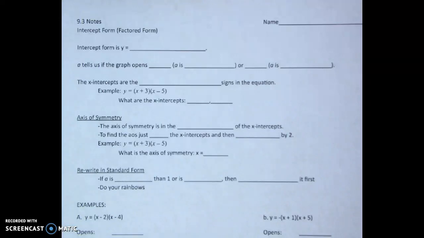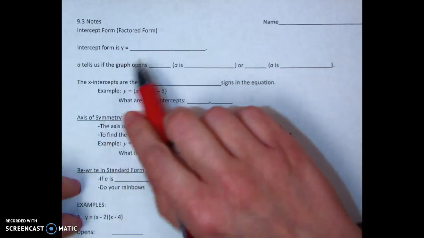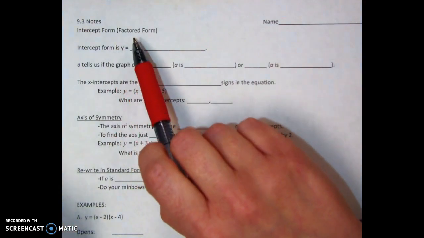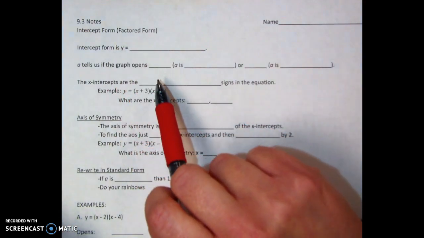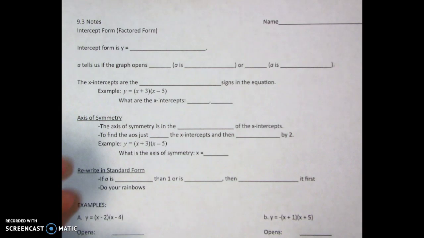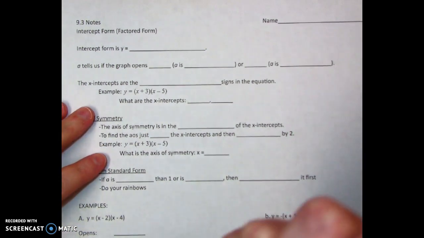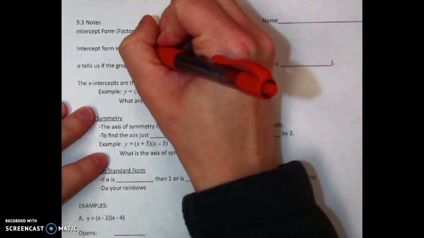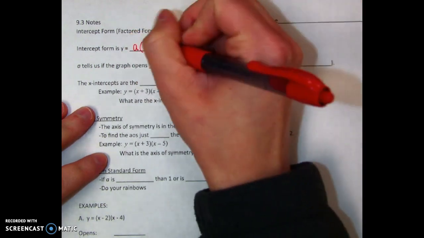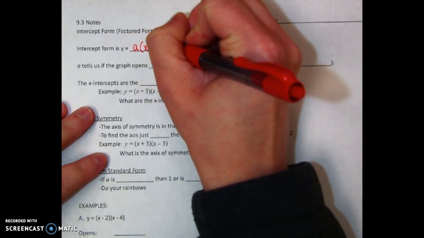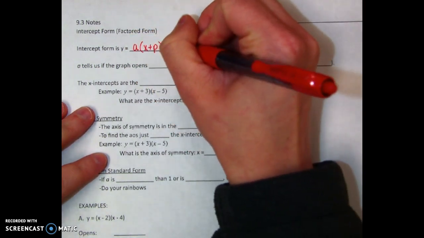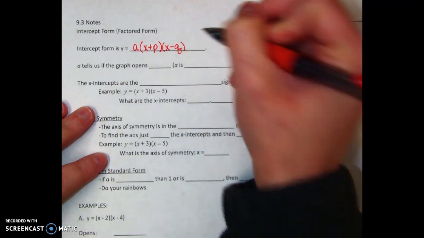Today we're going to talk about graphing quadratic equations in factored form or intercept form. It's already factored for you, which makes it nice and easy. So we do have a few blanks to fill in first. So intercept form is y equals a times x plus p and then x minus q.